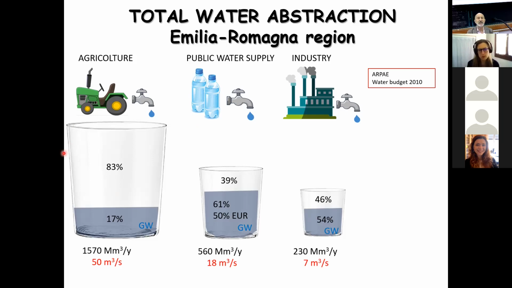So you see that the bucket of agriculture is much bigger than the bucket for public water supply and the bucket for industry. The major quantity of fresh water in Emilia-Romagna is exploited for irrigation, for agriculture. And inside the consumption for public water supply, groundwater, either from wells or springs, is dominant with respect to surface water. And this is important because groundwater is naturally filtered and so has a better quality than surface water.